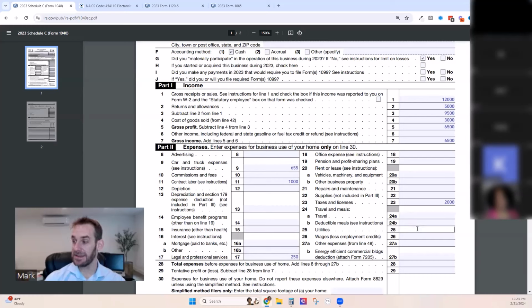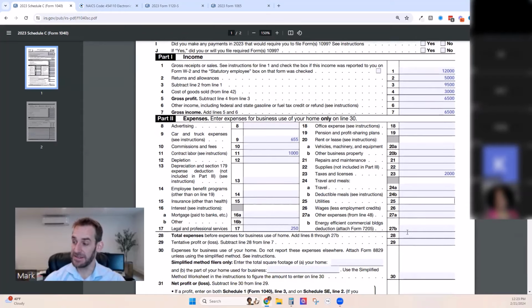Those would go here. Utilities, this is typically where I would put the business portion of your cell phone and internet. Or if you have a separate business warehouse or something, you would put those utilities here. This is not for your personal utilities, for like a home office. Those would be part of the home office deduction, which is this line.